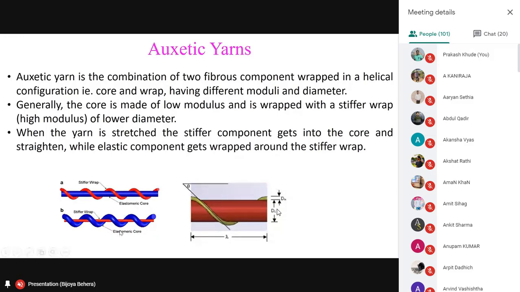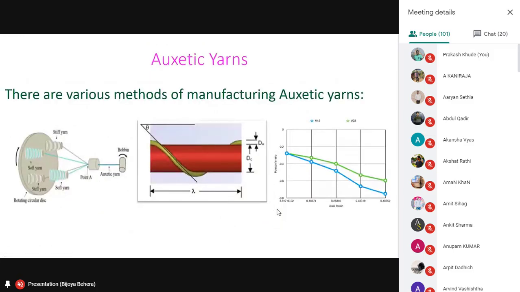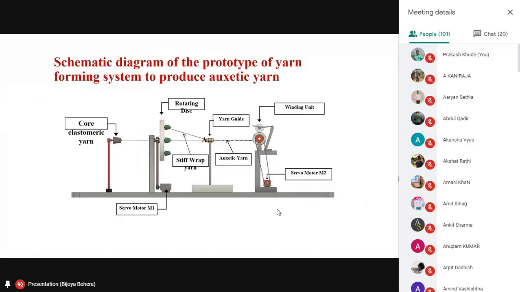Auxetic behavior is nothing but lateral strain over longitudinal strain. When material is extended, in the transverse direction its diameter has increased, so Poisson's ratio is negative. This is the basic concept of producing auxetic yarn. The same thing is shown here. Only thing, I am showing one diagram of how auxetic yarn can be produced. We have also developed one equipment. I will show you my next diagram here.